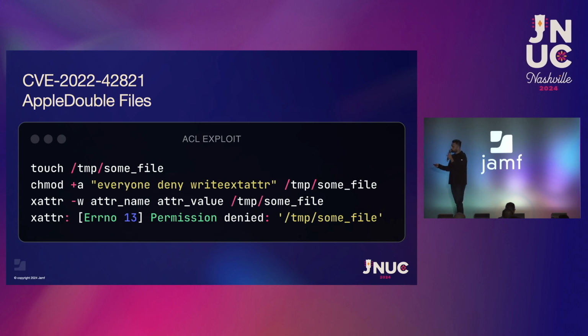So they leverage access control lists. They set very restricted ACLs on the files, so that when you download this file through Safari, it's not able to actually apply the quarantine attribute because of these ACLs, and that metadata was preserved through the AppleDouble mechanism. So you can see here an example of trying to write an extended attribute, and it just gets permission denied.